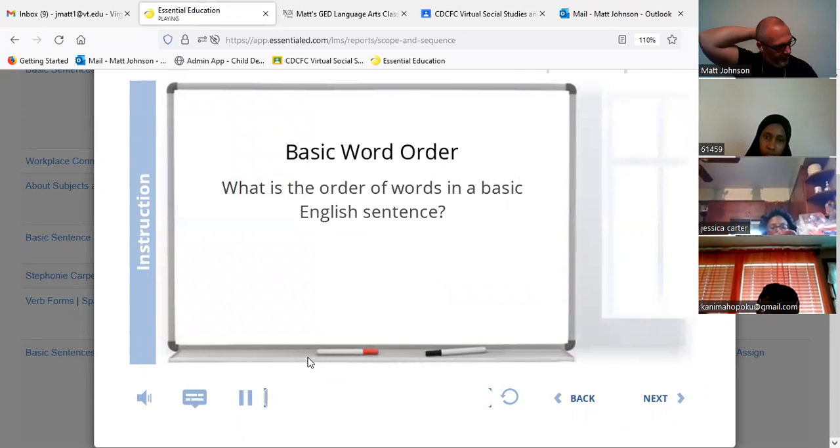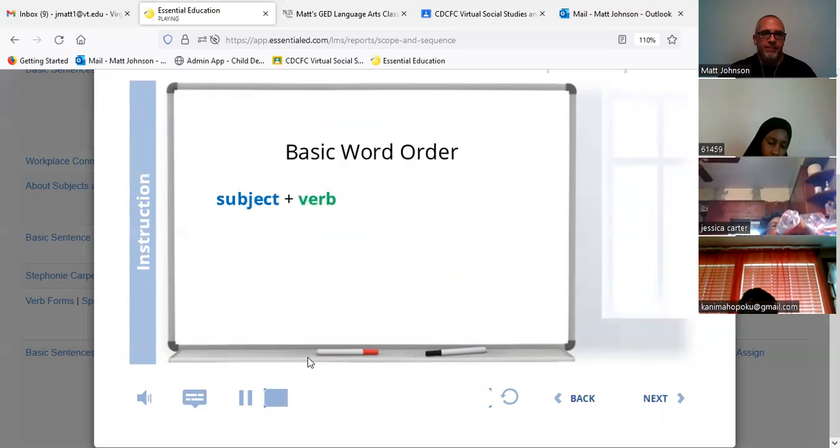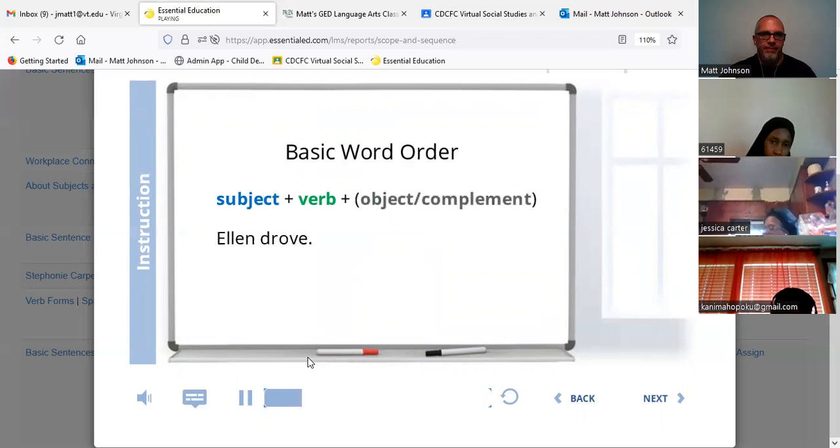So, what is the order of words in a basic English sentence? Let's look at the most basic part of a sentence first, and then we'll add on some modifiers. A basic sentence has a subject and a verb. The subject comes first, and it's followed by the verb. Ellen drove. Some verbs have an object or a complement. That goes after the verb. Ellen drove the car.